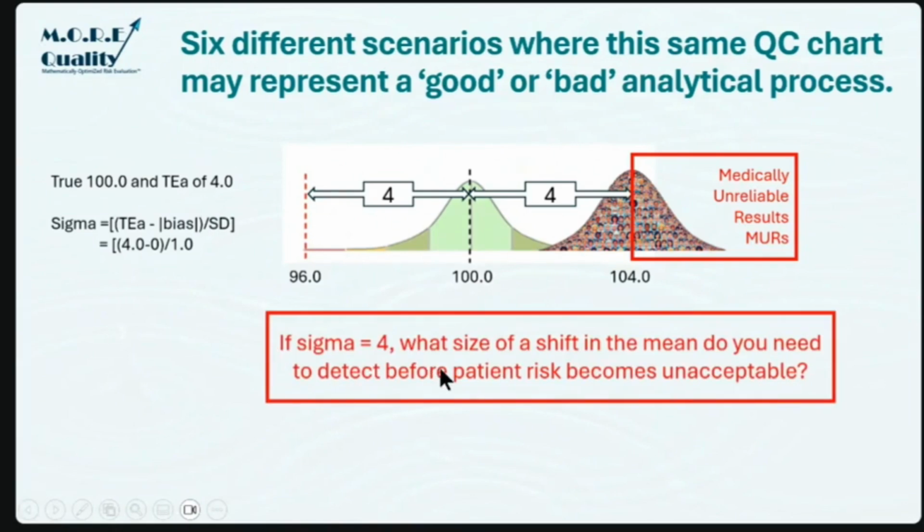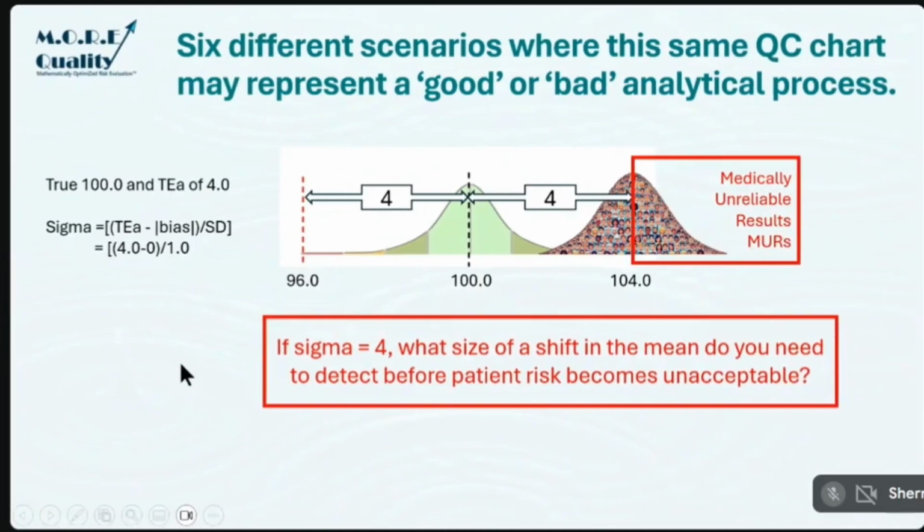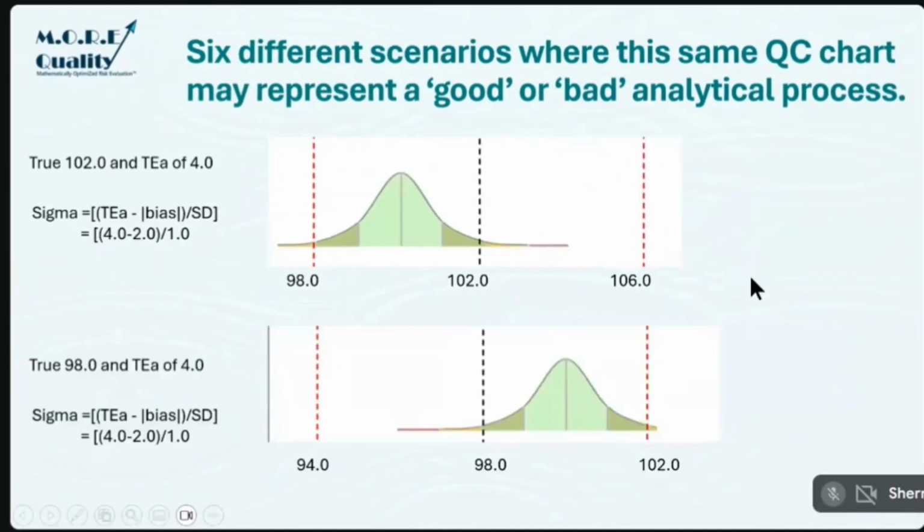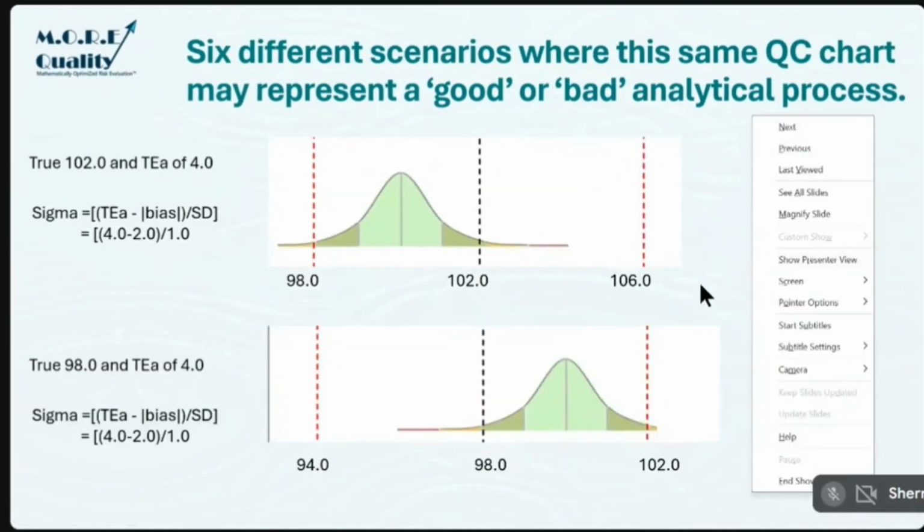If sigma is 4, what size of a shift in the mean do you need to detect before patient risk becomes unacceptable? Would you like to answer that in the chat? And let me go on to the next thing. No, it doesn't give us a hint. Let me give you a hint.